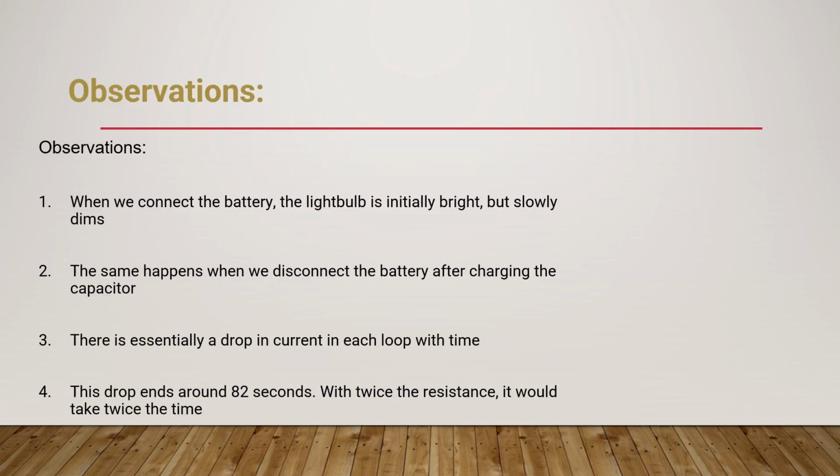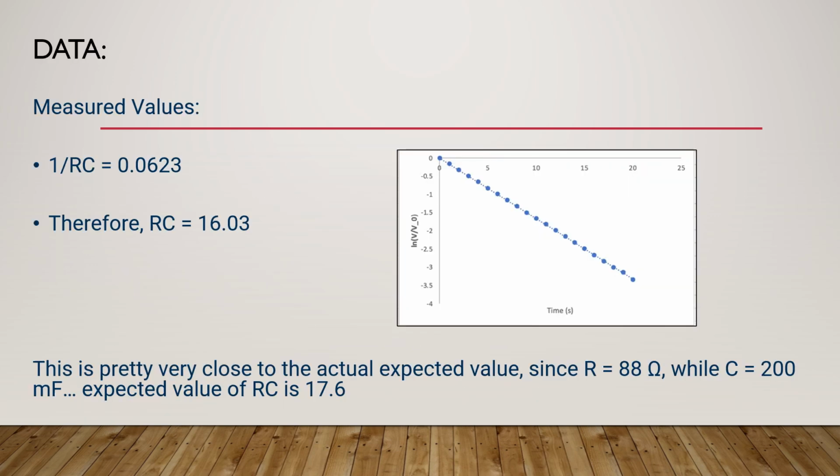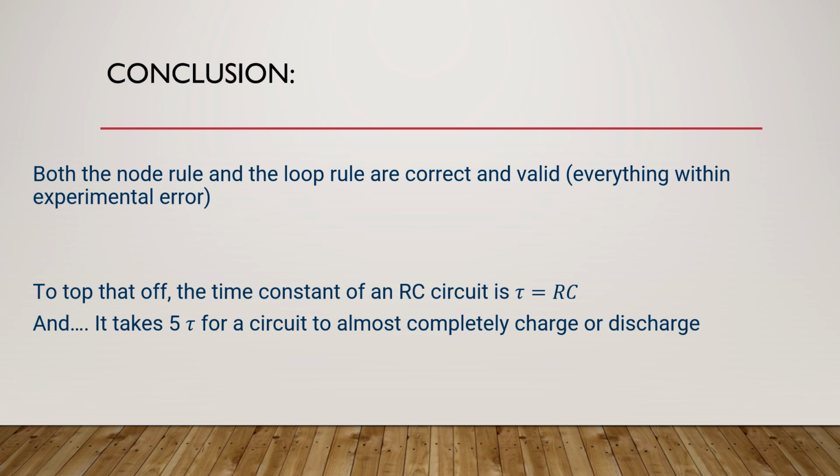When we connect the battery, the light bulb is initially bright but slowly dims. The same happens when we disconnect the battery after charging the capacitor. This drop in current in each loop ends after around 82 seconds. With twice the resistance, it would take twice the time. The measured value is that the RC is equal to 16.03. This is very close to the expected value of RC, which is 17.6.